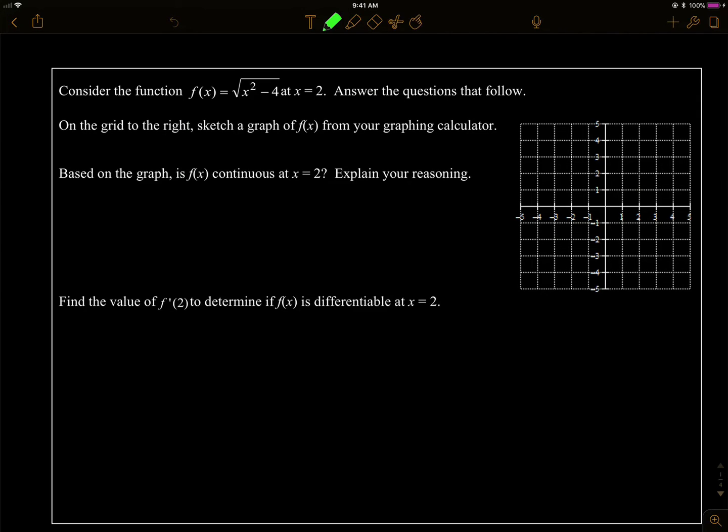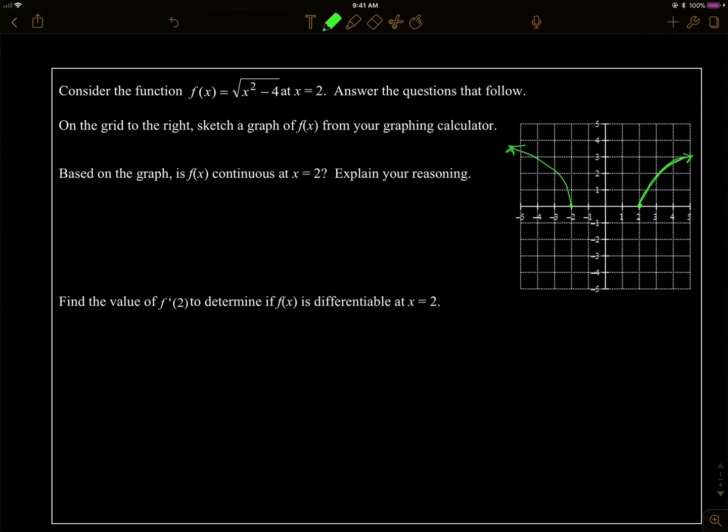We want to consider this function that's given, and on the grid to the right, you want to graph that function from your graphing calculator. So you can pause it, get it on your graphing calculator, and come back and see if it looks like mine. All right, so this is what your graph will look like.